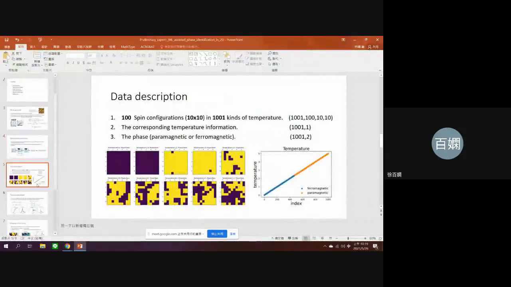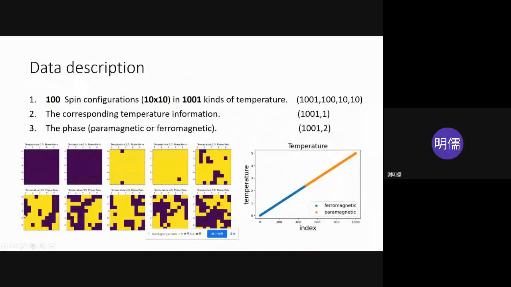Please go ahead. Okay. Next, we will talk about the data description. There are 3 parts in our data. First is spin configuration. They contain 10 times 10 configurations in 1001 kinds of temperature. Second is temperature. The temperature is from 0 to 5, and the common difference is 0.005, and the critical temperature is at 2.38. Last is the label, which means the 2 phases of the data, the paramagnetic and ferromagnetic.